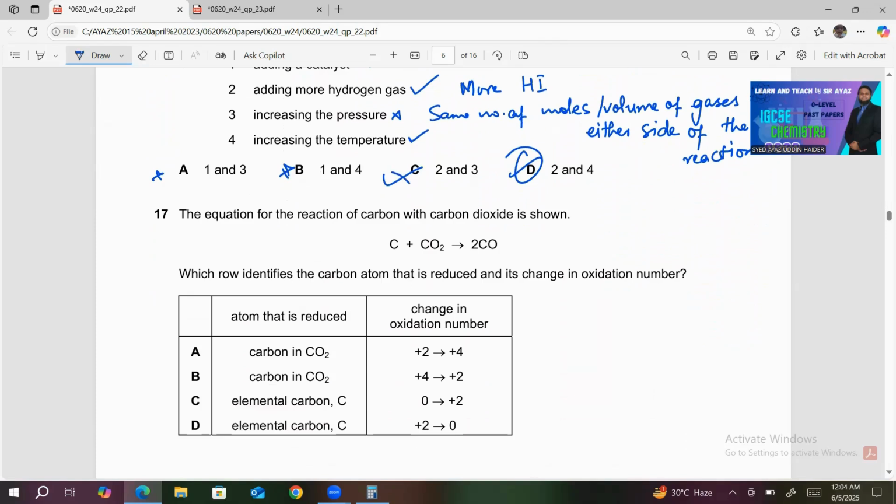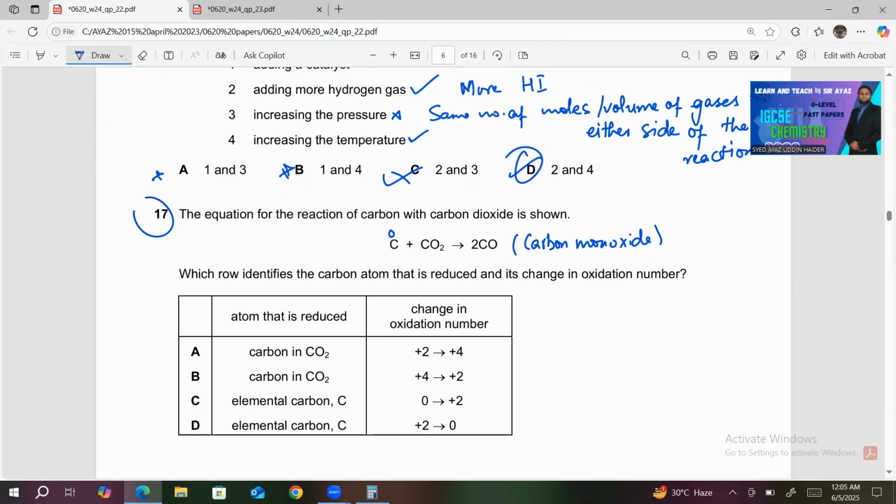Other choices are incorrect. Number 17, the equation for the reaction of carbon with carbon dioxide is shown. The reaction of carbon with carbon dioxide produces carbon monoxide. Which row identifies a carbon atom that is reduced and its change in oxidation number? Now you have to identify the carbon which is reduced here, and also mention the change in oxidation number. So first of all, you should know the oxidation number of carbon. Carbon should be 0. It's not carrying any charge.